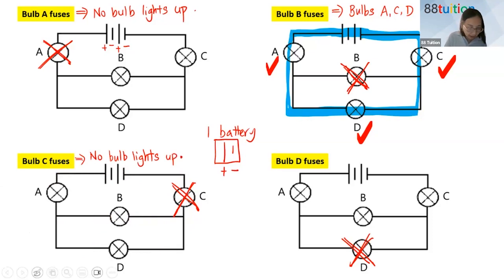All right, now can you analyze the last one? What happens if bulb D fuses? Can you analyze which bulbs will light up? Okay, well done, Giselle. The rest, which bulbs will light up if bulb D fuses? Well done, Kai Han. So I got 2 perfect answers. The rest of the 8 students, I'm still waiting. What happens if bulb D fuses? Which bulbs will light up?